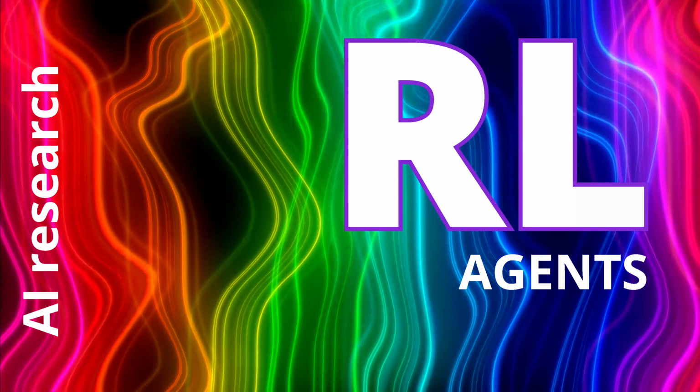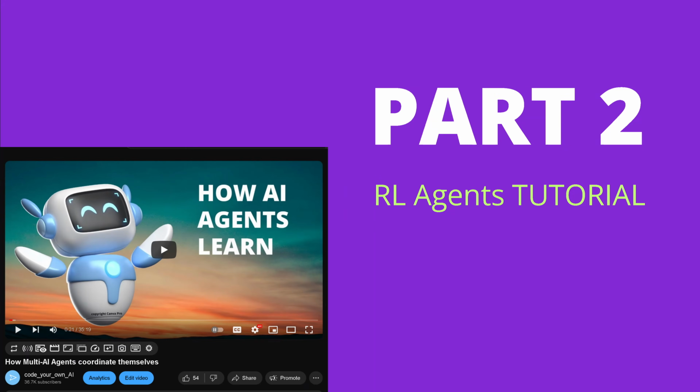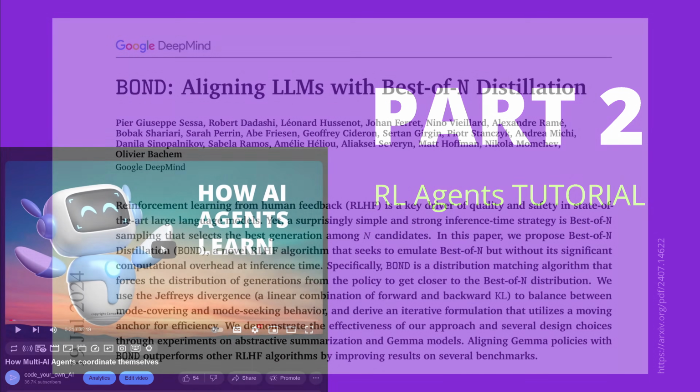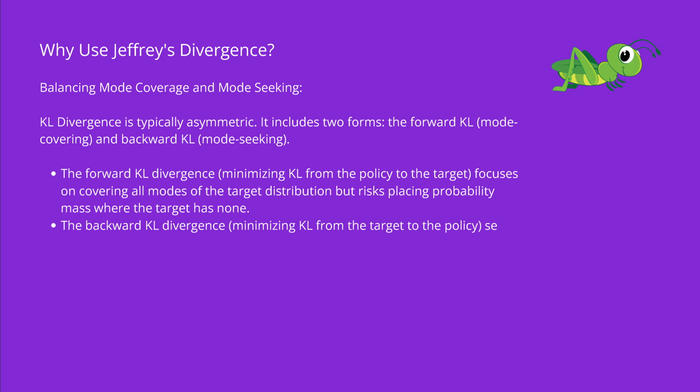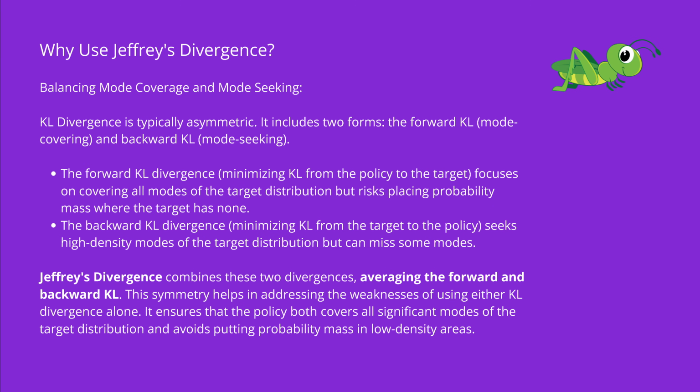We are looking at reinforcement learning agents here. We have a little tutorial based on this video, and we are looking at Google DeepMind's latest reinforcement learning from human feedback methodology, called the Jeffrey divergence best-of-n distillation methodology. And you might say, hey, that sounds amazing. Yes, absolutely. And for my little green grasshoppers, you might ask, what is a Jeffrey divergence?